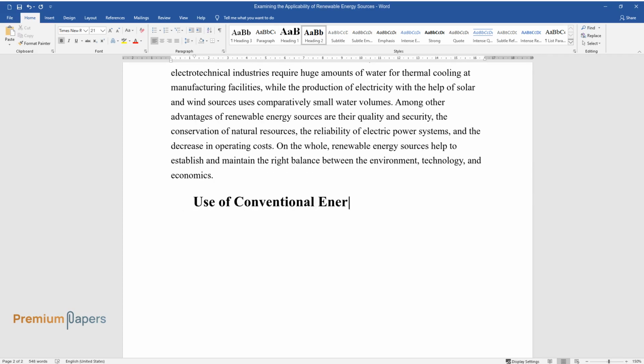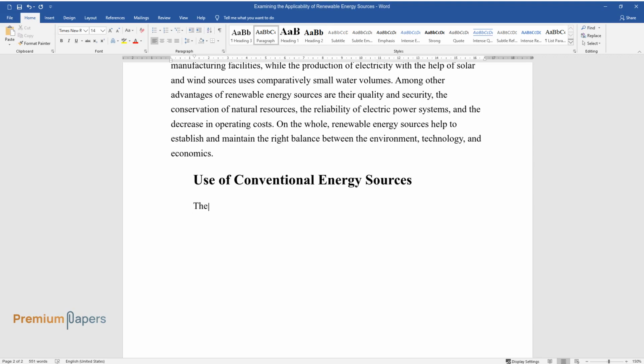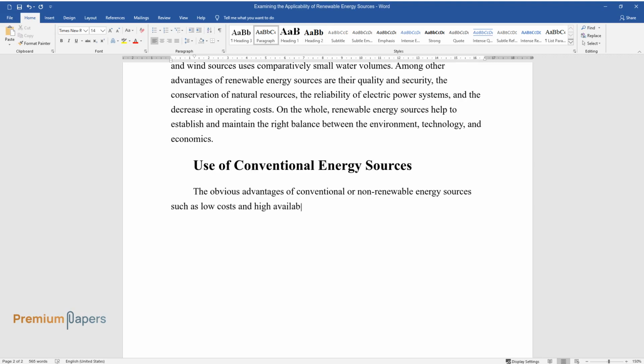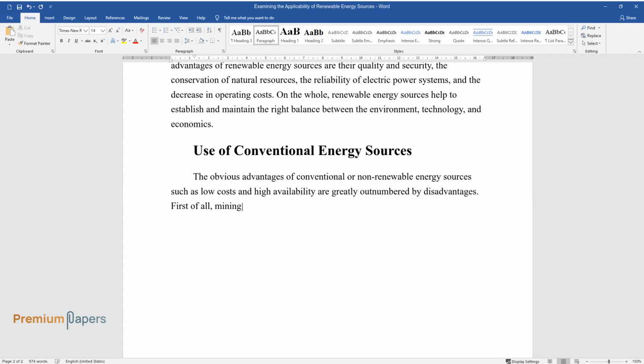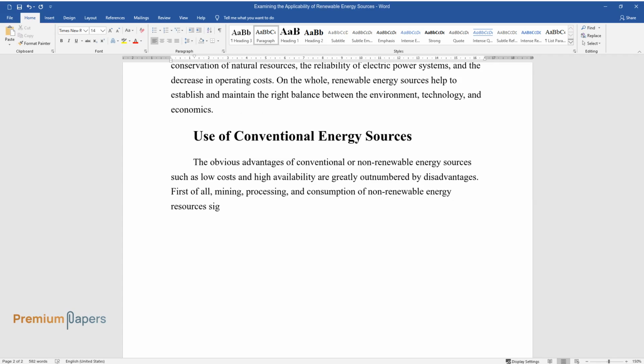Use of conventional energy sources. The obvious advantages of conventional or non-renewable energy sources such as low costs and high availability are greatly outnumbered by disadvantages. First of all, mining, processing, and consumption of non-renewable energy resources significantly contribute to the pollution of the environment.